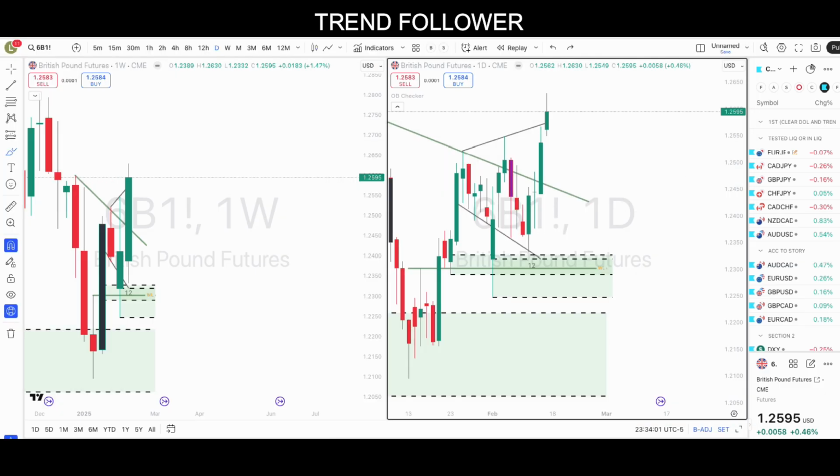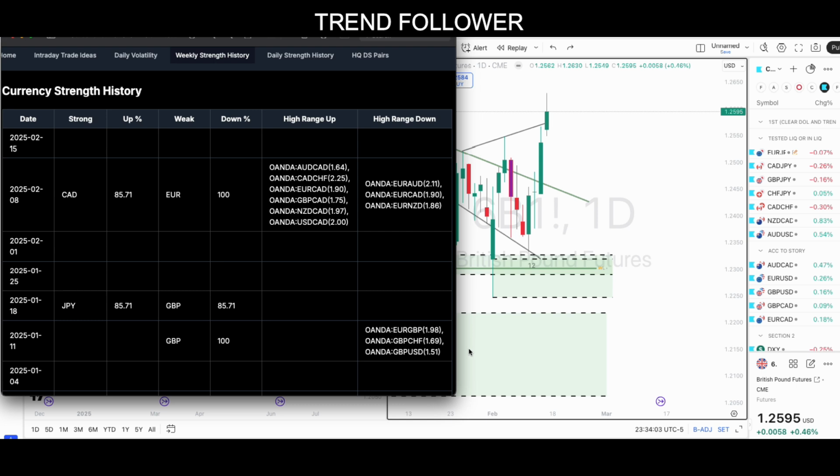So the next thing is the strength indicator, right? What is important to note is that CAD did show strong strength on weekly, and it's still showing that. So it would not be very easy to change that trend. It cannot happen so easily. And right now, I don't think there are any technical reasons to say otherwise.